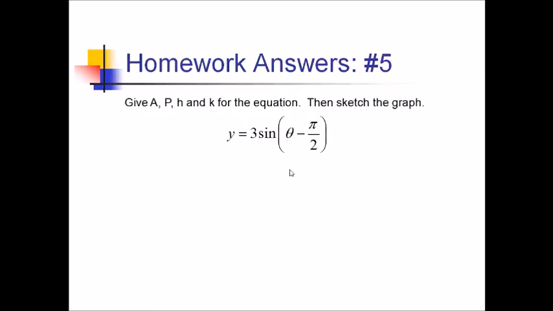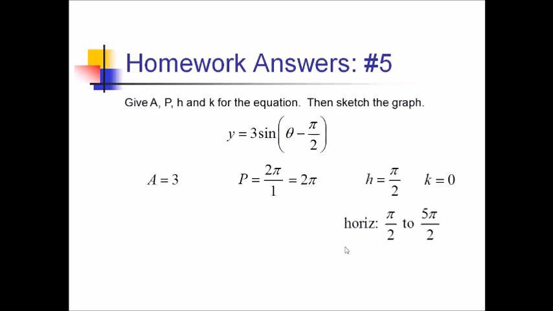To sketch the graph in number 5, let's pick out our parameters here. So we have an amplitude of 3. We have a b value of 1, which means our period is going to be 2 pi over 1, or just 2 pi. H value will be pi over 2. And we have an invisible k value of 0. So let's see here. Horizontally, I'm going from the h value of pi over 2 to whatever h plus p is. So pi over 2 plus 2 pi, that's going to be 5 pi over 2. And then vertically, I'm going from k minus the amplitude of 3 to k plus the amplitude of 3. So that's going to be negative to positive 3.